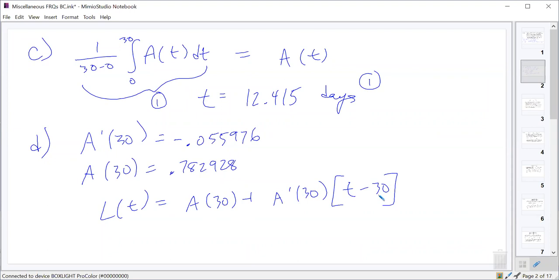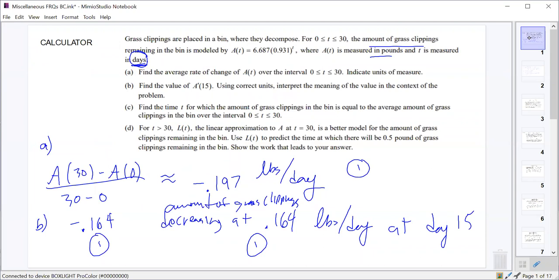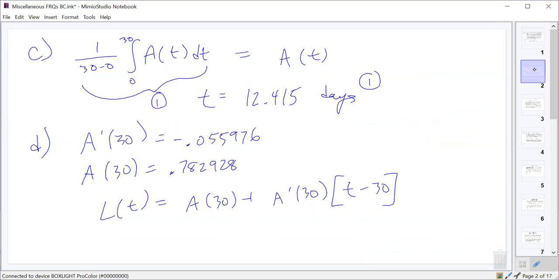Everybody good with that? And then what did it ask us to do with that? Figure out when it was equal to a half a pound of grass clippings in the bin. So just set that equal to a half and solve for t, which looks like that came out to be 35.054. Just by plugging that into your calculator. Everybody okay with that?